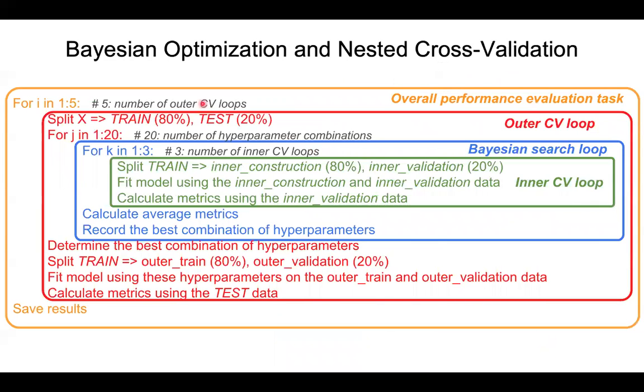So in this study, Bayesian optimization and nested cross-validation are used to select the hyperparameters and evaluate the prediction performance of different models. Specifically, you have 5 outer loops. Within each loop, you search through 20 different combinations of hyperparameters. And within each hyperparameter combination, there are 3 inner loops. At the end, for each outer loop, the best set of parameters will be used to train the model and generate the final performance metrics.